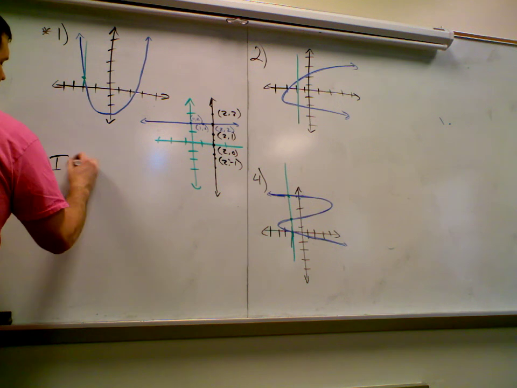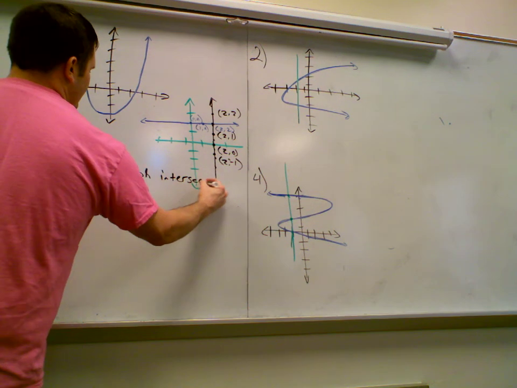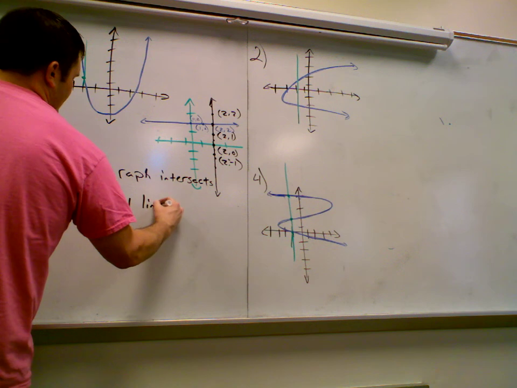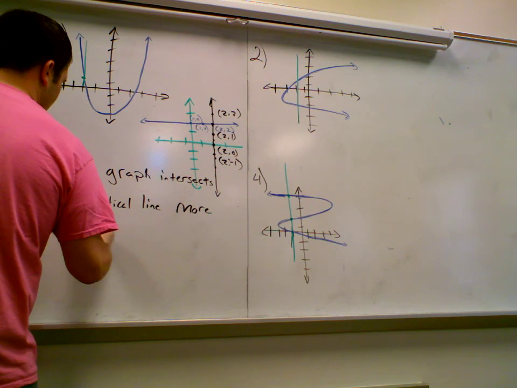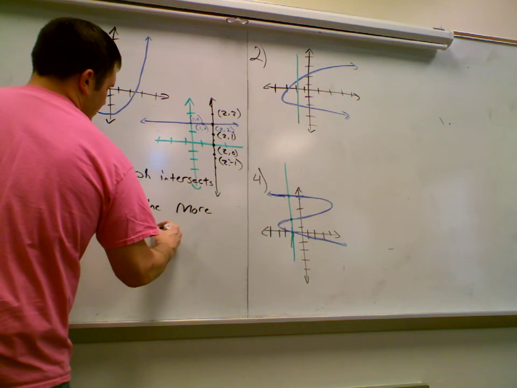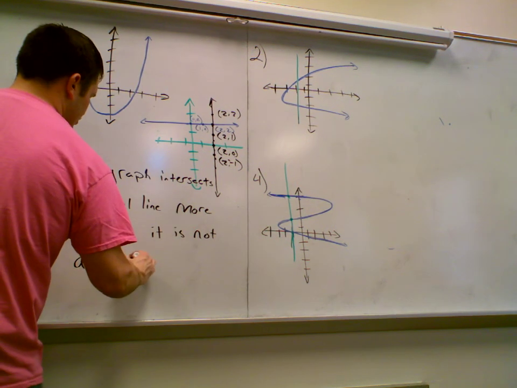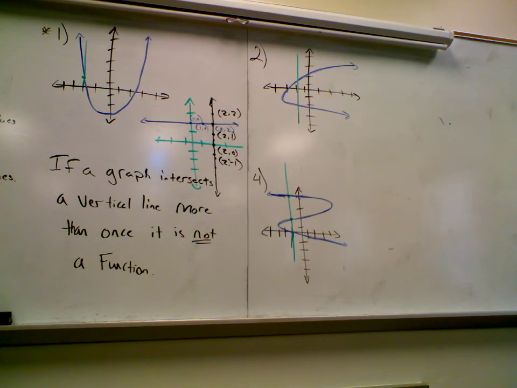So if a graph intersects a vertical line more than once, it is not a function. And the reason being is then some x's will have more than one y. Does that make sense?